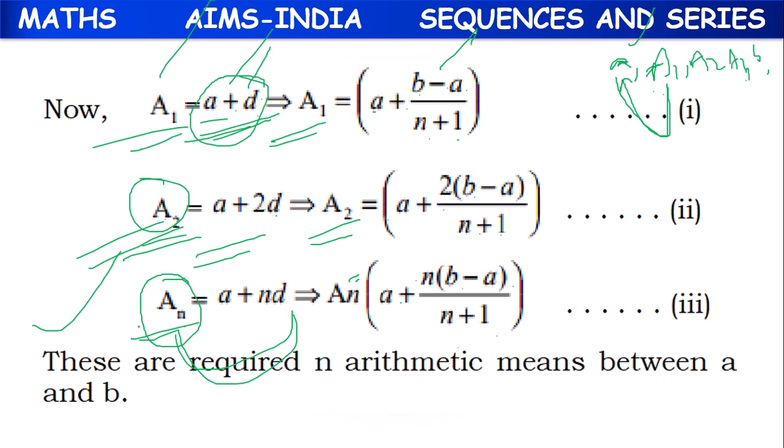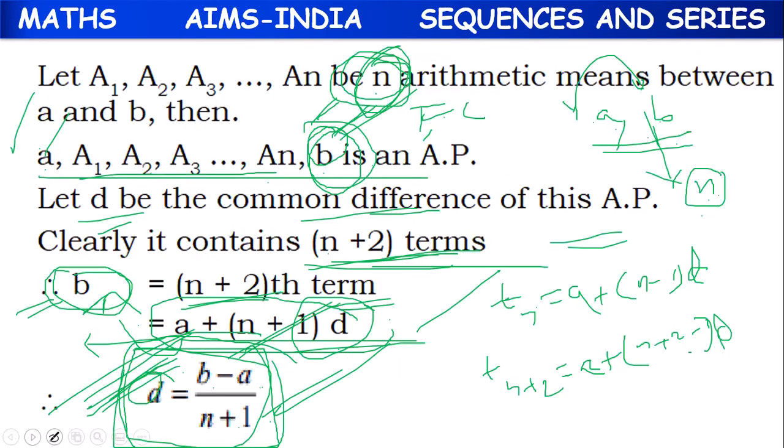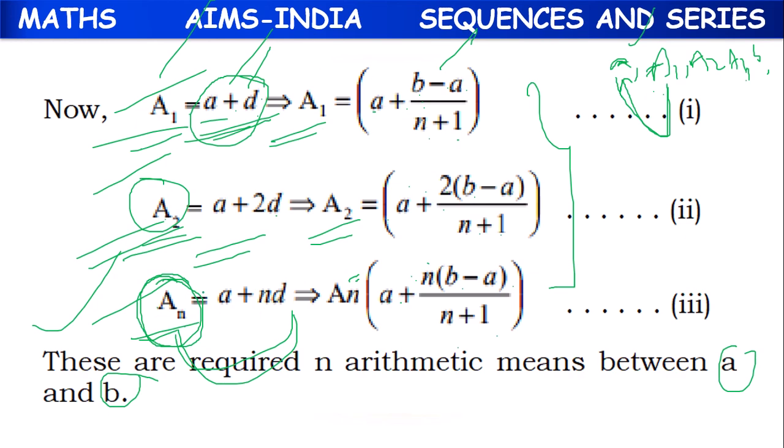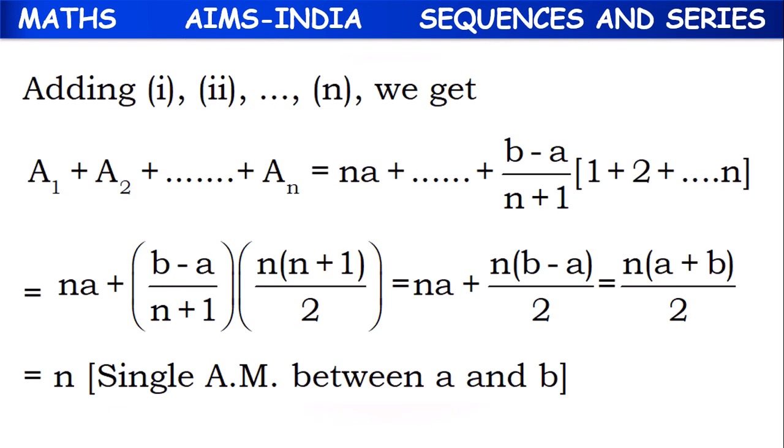In this way, we can find any number of arithmetic means and their values directly with this formula, and we can insert them between small a and small b. So we have deduced the formula for the common difference, and the formula for any arithmetic mean value.